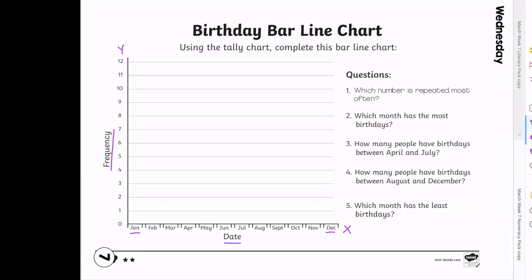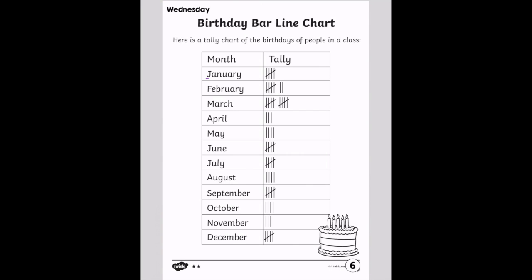Okay, so let's look at our scale. Our scale goes from 1 all the way to 12. It goes up in increments of 1. Okay, so let's do the first one together. Let's look at January. In January, we have 5 students that have birthdays. Remember tally marks, each stroke is worth 1. 1, 2, 3, 4, and then the fifth one is a diagonal, right? So each of these clusters, remember, is worth 5. So we have one tally cluster, so we have 5 students in January.